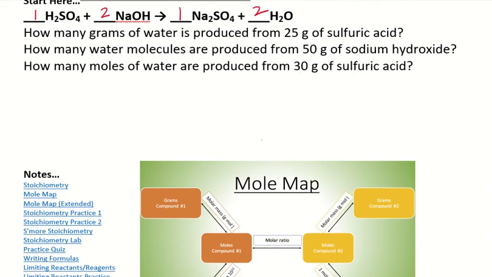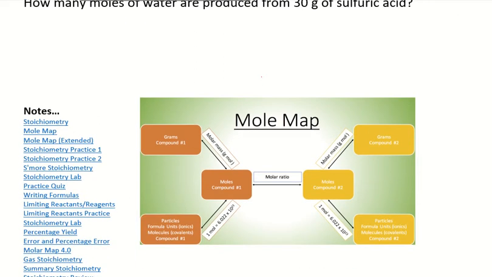All right, next one. How many water molecules are produced from 50 grams of sodium hydroxide? Where are we starting? 50 grams of sodium hydroxide. So grams of NaOH. Where are we going to? Water molecules. Molecules of H2O.